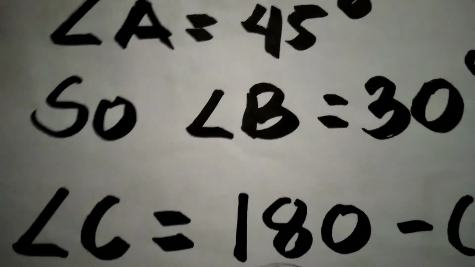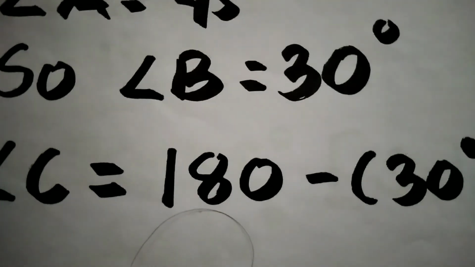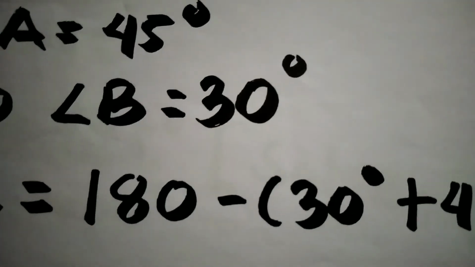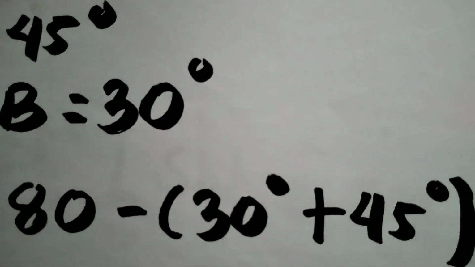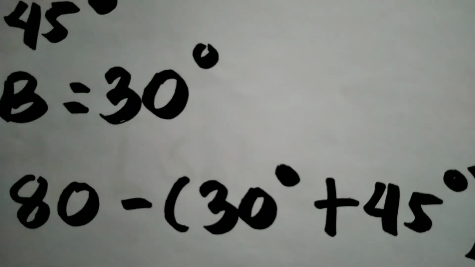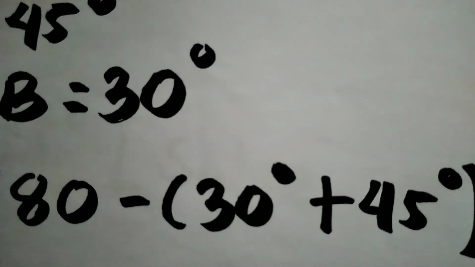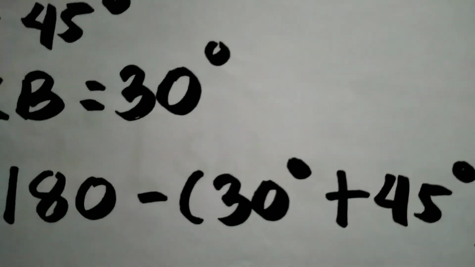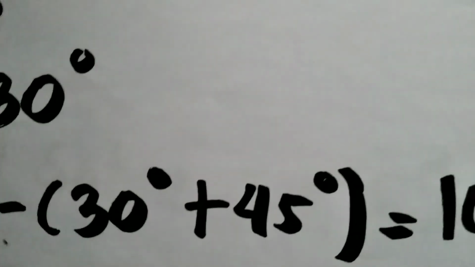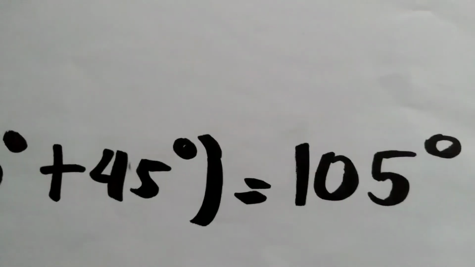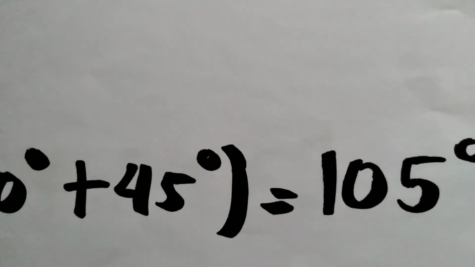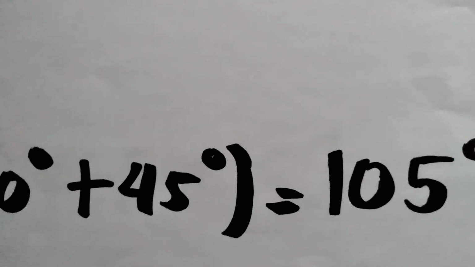To find angle C, we compute 180 minus 30 degrees plus 45 degrees. First, 30 degrees plus 45 degrees is equal to 75 degrees. 180 minus 75 degrees would be 105 degrees. So that is our angle C, 105 degrees.